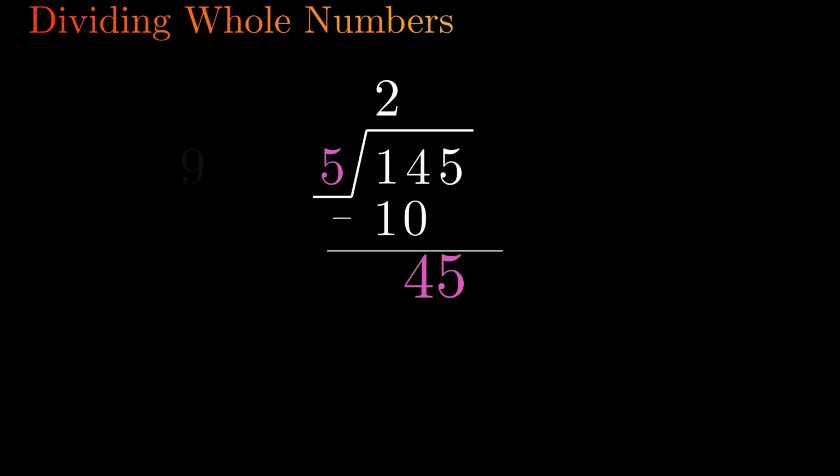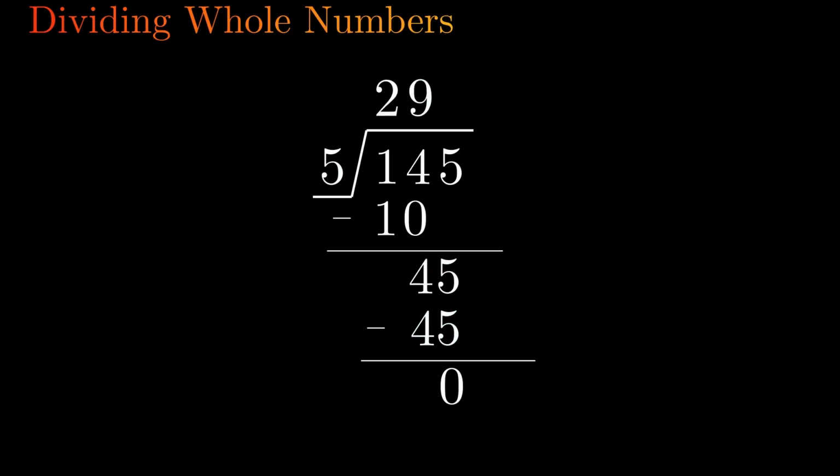It goes in exactly 9 times. We write the 9 on the top line. We multiply. 9 times 5 is 45. We write that underneath. And we subtract. 45 minus 45 is 0. Since we have a remainder of 0 and no more numbers to bring down, we have our answer. 145 divided by 5 is 29. Multiplication and division might seem complex, but they are just step-by-step processes for handling large groups.